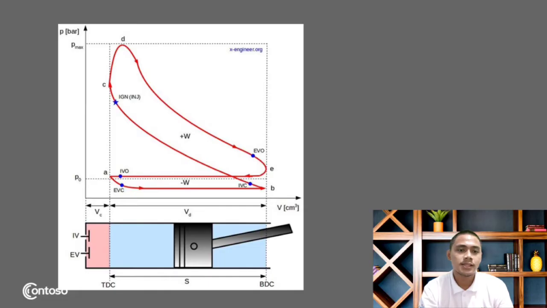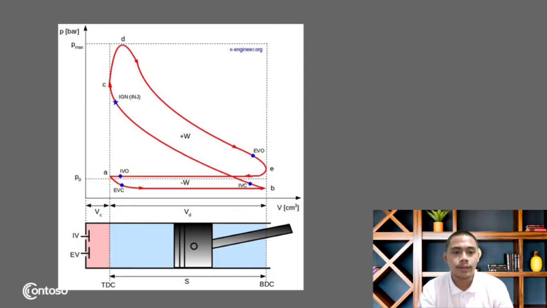And as it reaches the top dead center, combustion happens. So the pressure greatly increases, which reaches point D. And from point D to point E is the power stroke, where the piston will start to go down because of the combustion. And because the volume increases, the pressure decreases. And before it reaches the bottom dead center, or point E, the exhaust valve will open. And in this part, work is done. So we can see that we have positive work.